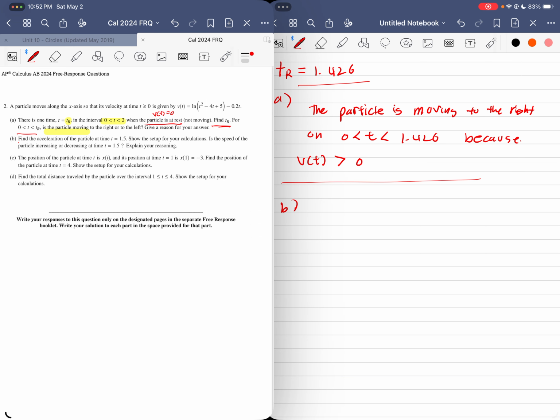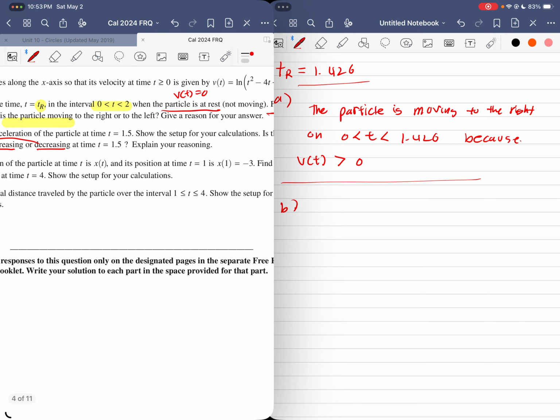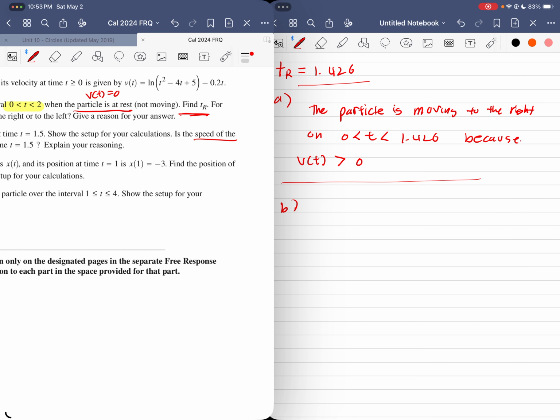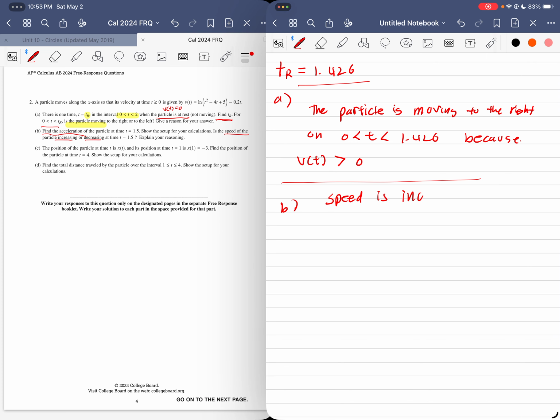Now let's do B. Find the acceleration, which means the derivative of this one, of the particle at t equals 1.5. Show the steps for your calculation. Is the speed of the particle increasing or decreasing? So keep that in mind, we want to find if the speed is increasing or decreasing. You don't have to write this next part down. This one is just for you.